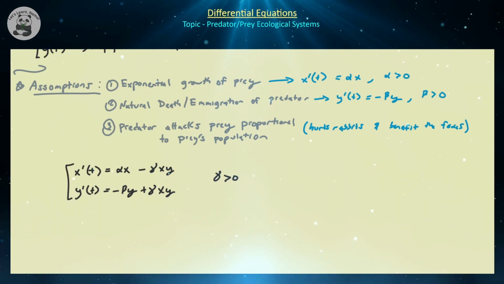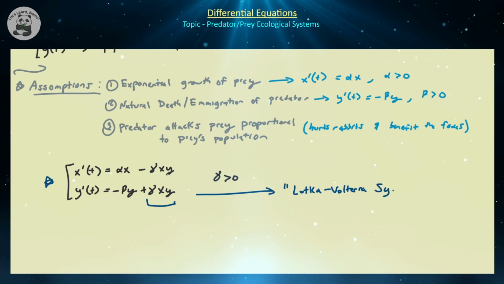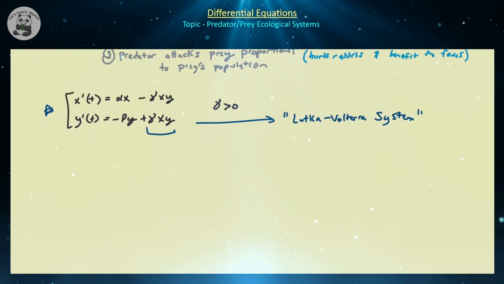So this system that I have is obviously a nonlinear system because it has that interaction term with gamma, which is defined to be positive, so it's non-zero. So that begins our journey. This particular very famous and simple system is sometimes referred to as the Lotka-Volterra equation or system. So the Lotka-Volterra predator-prey system, or some people just call it the predator-prey system.